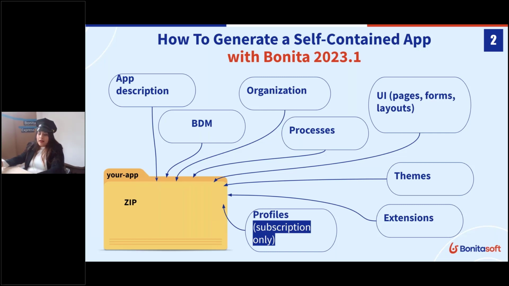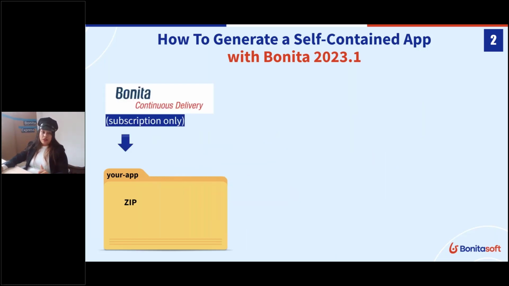It's a very useful value, so you can separate by profiles, and it's easier to know who is accessing what. But if you are using Community, then it's not necessary to add the profiles. Also, you can create this zip manually, just be sure that you are adding all of this. If you are an Enterprise edition user, you can use the Bonita Continuous Delivery, which will generate this zip for you.